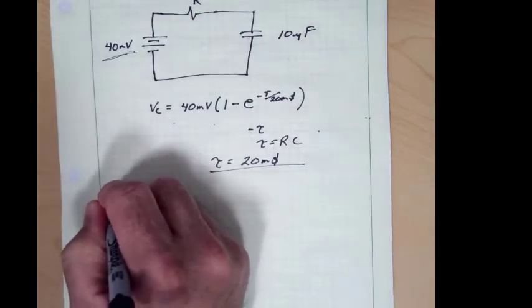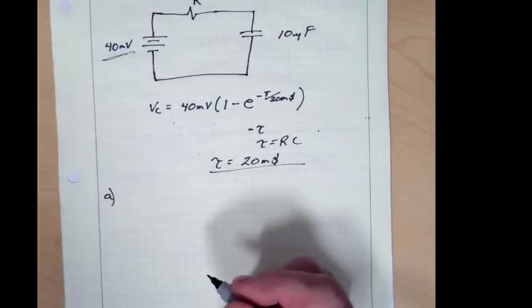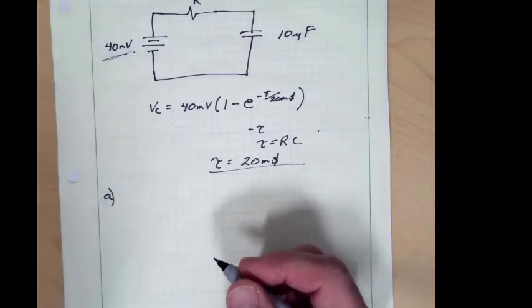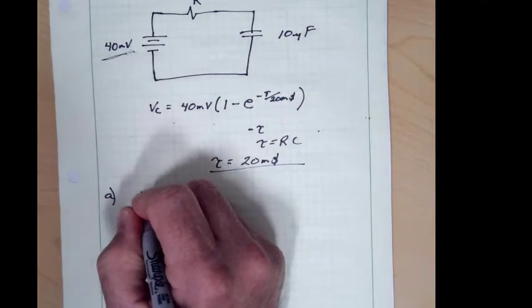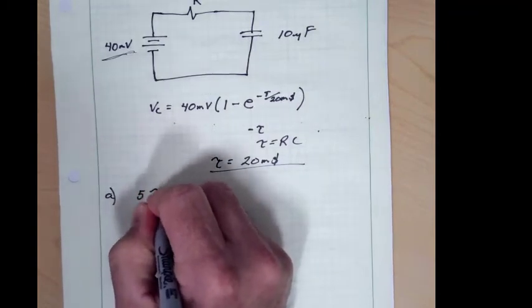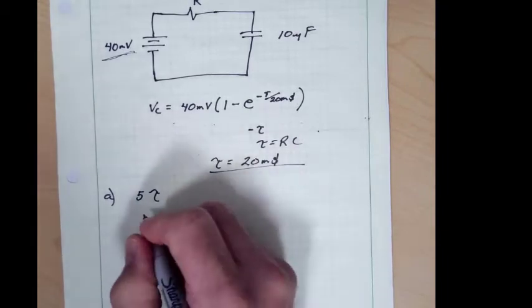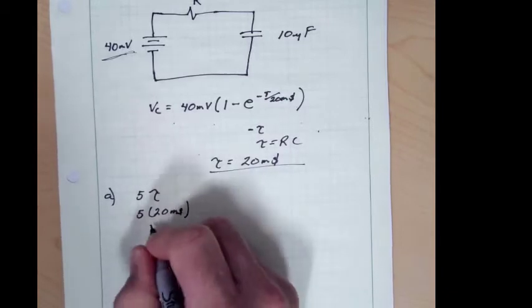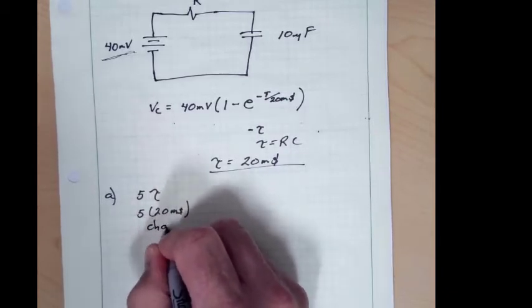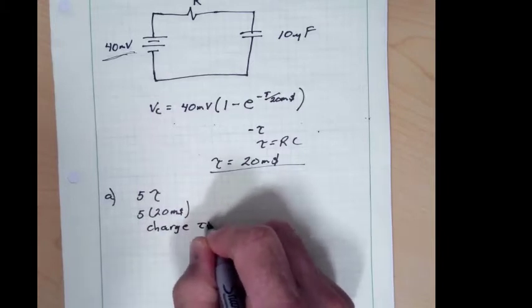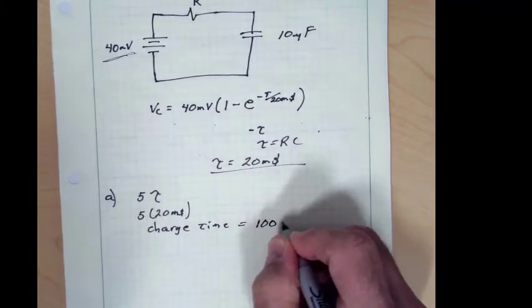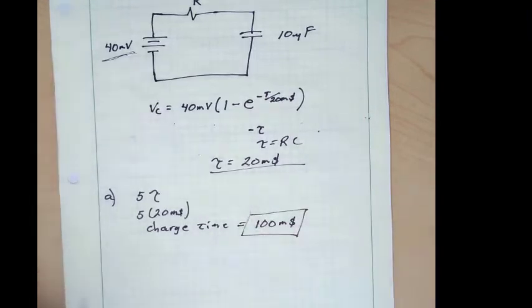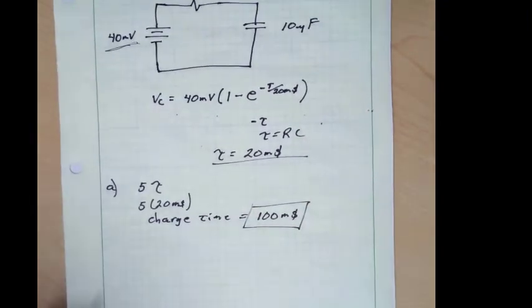So let's talk about the first question that he asks of the circuit. He says, on a practical basis, how much time must pass before the charging phase has passed? Well, according to our discussion the other day, that is 5 time constants, or 5 tau, which is 5 times 20 milliseconds, which gives us a charge time equal to 100 milliseconds. So that's the answer we're looking for in part A. That's not too difficult.